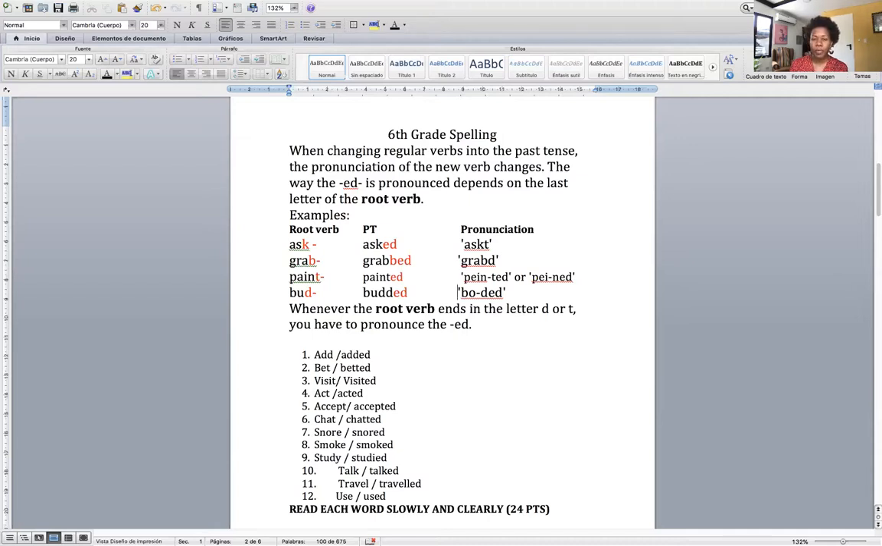You're going to send me an audio, and in that audio, you're going to read each of these words as slowly as possible and as clearly as possible. Okay? So let's go. Add, added, bet, betted, visit, visited, act, acted, accept, accepted, chat, chatted, snore, snored, smoke, smoked, study, studied, talk, talked, travel, traveled, use, used.